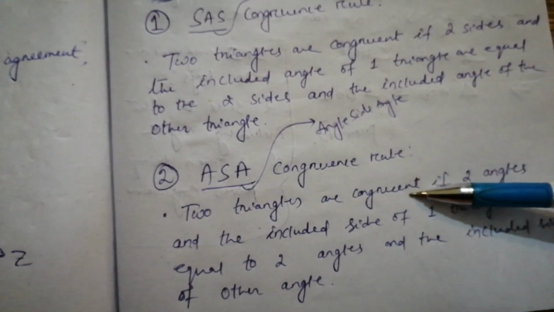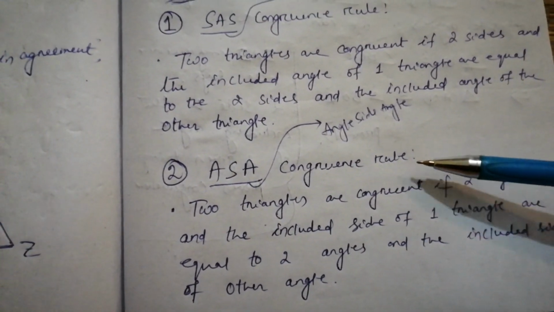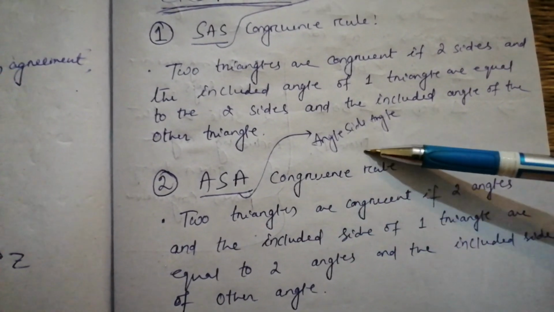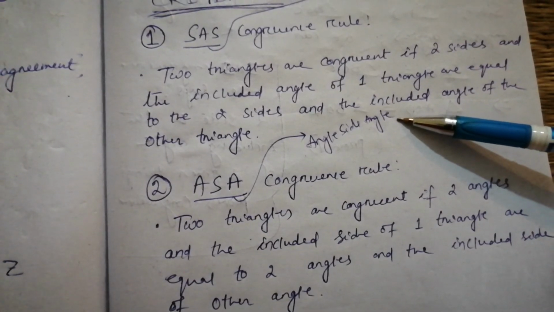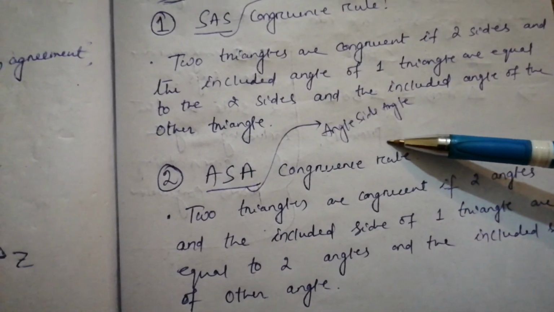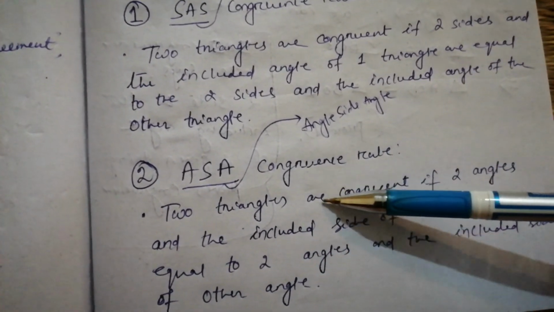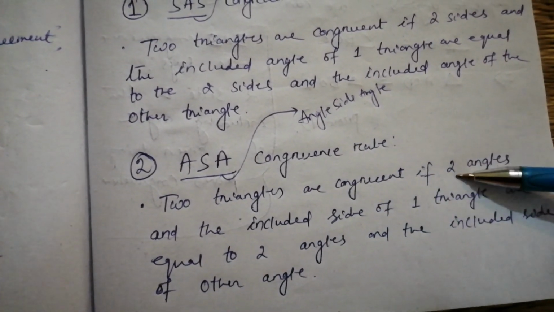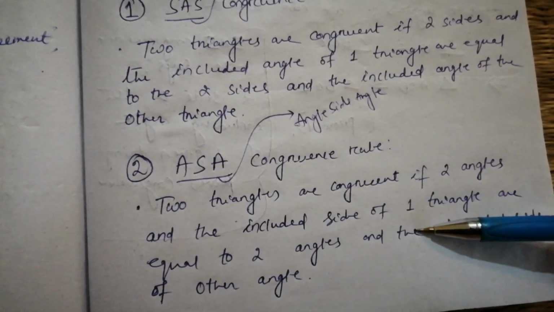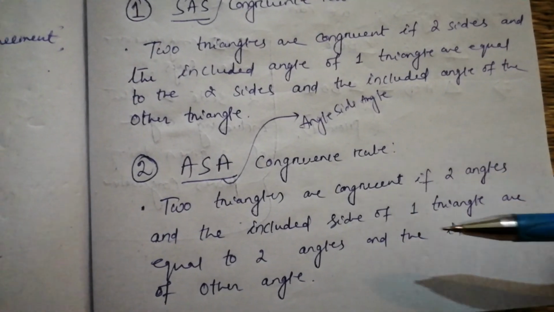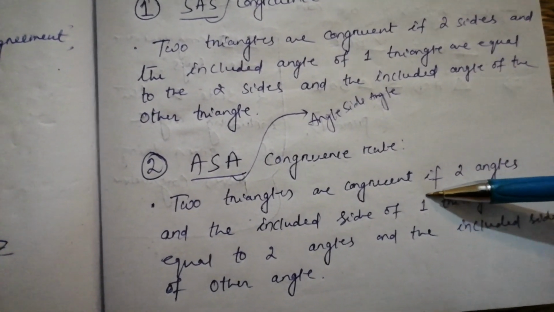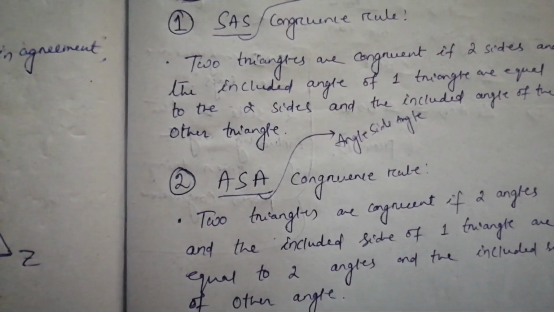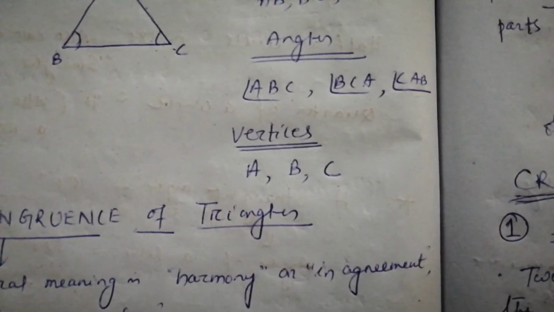Similarly, another criterion, another theorem, is the ASA congruence rule. What is ASA? A is angle, S is side, A is angle. That means two angles and the included side. So we can say two triangles are congruent if two angles and the included side of one triangle are equal to two angles and the included side of the other triangle. This is the ASA congruence rule.